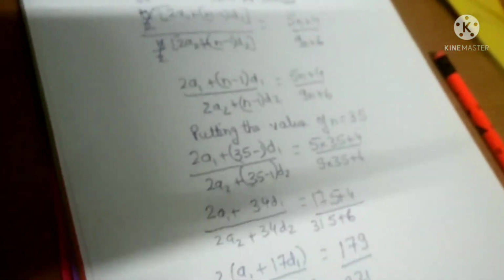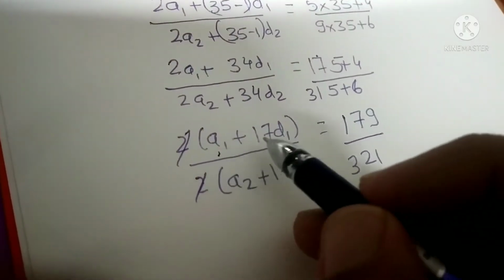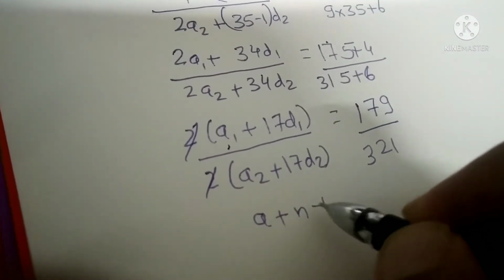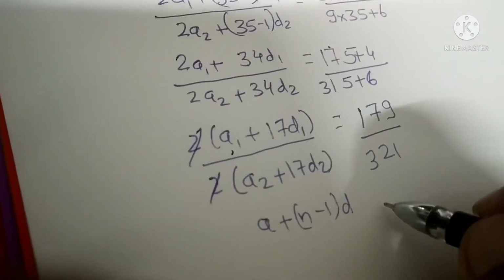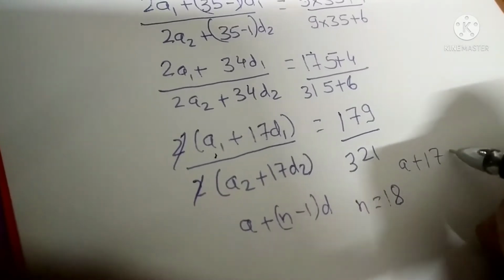So now the 2 gets cancelled. So a plus n minus 1 whole into d. So n is equal to 18, because only then will a plus 17d come.